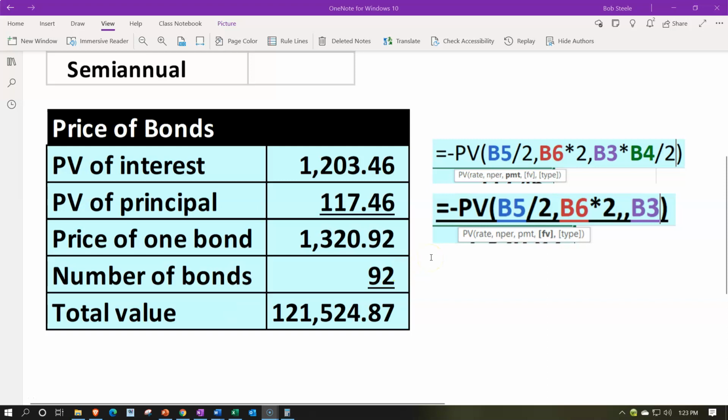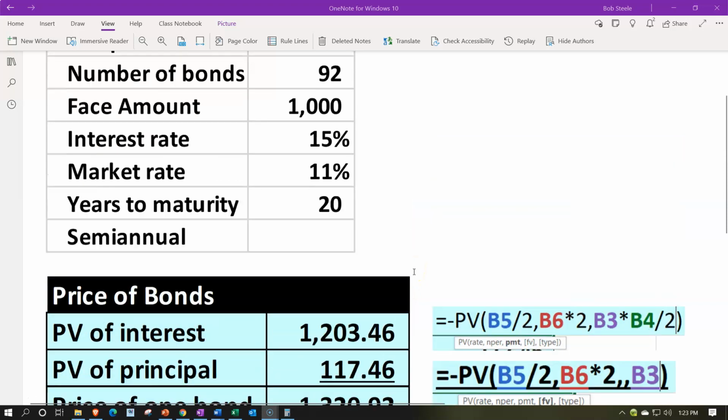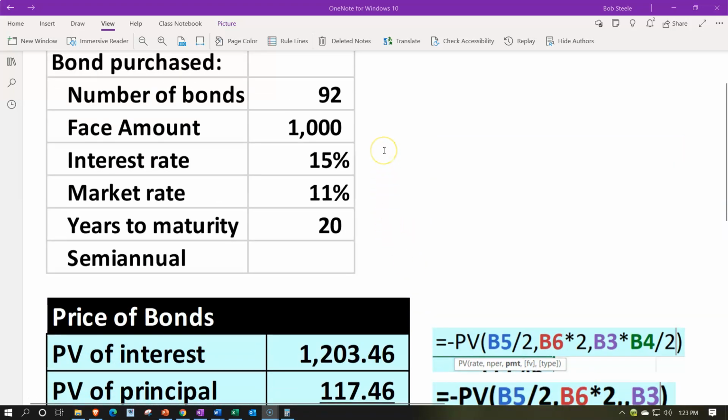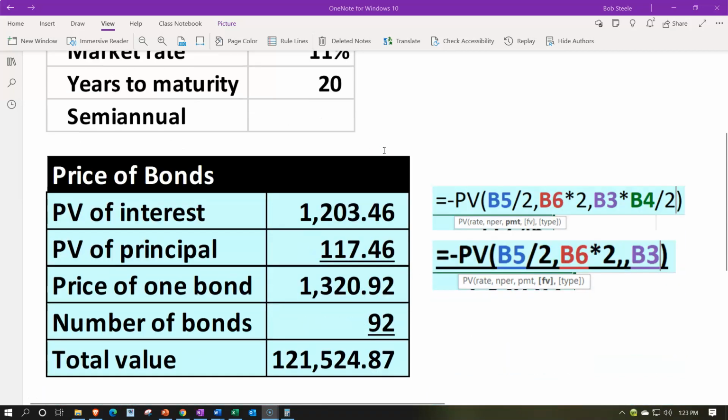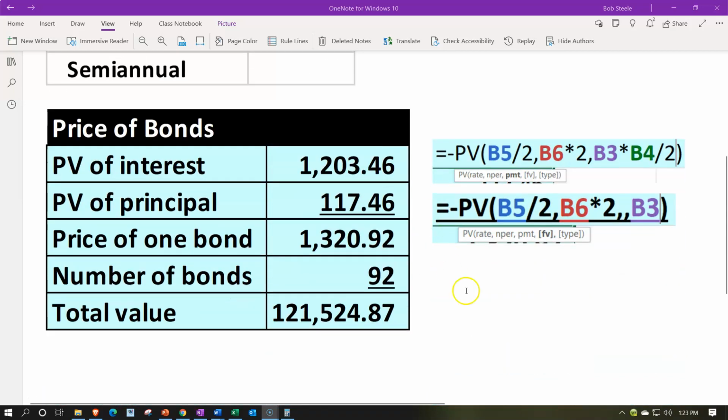Now we say that the number of bonds is going to be the 92, so we're just going to multiply that times the 92, so the total value then is the 1,320.92 times the 92, or the 121,524.87. So again, the new component is just to take into consideration the fact that we have the multiple bonds that are in consideration. Our strategy here is to just basically calculate the price for one, and then we'll multiply it out times the 92 to get to the total value.